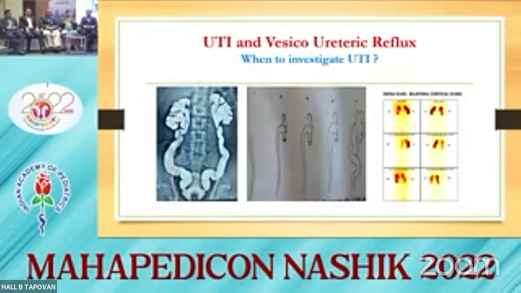And on a DMSA scan, even if it is a grade 1 to grade 3 reflux, if the renal function is poor, we have to again consider surgery. Okay.